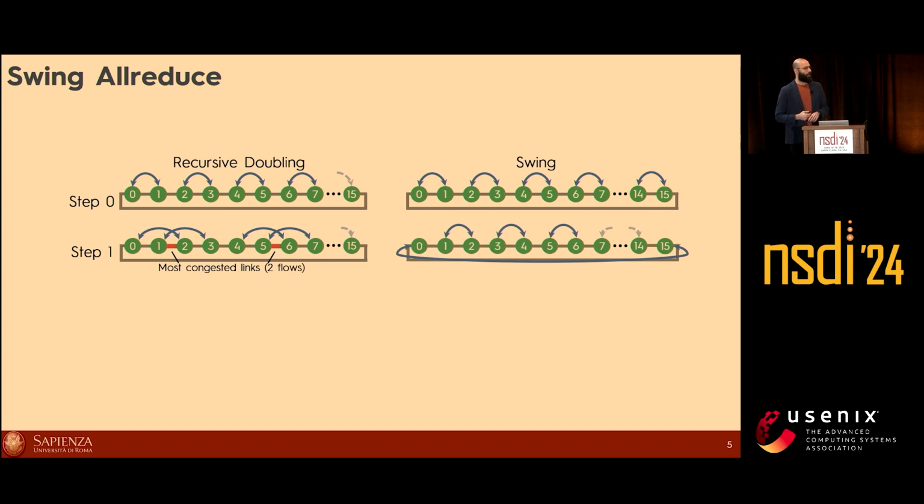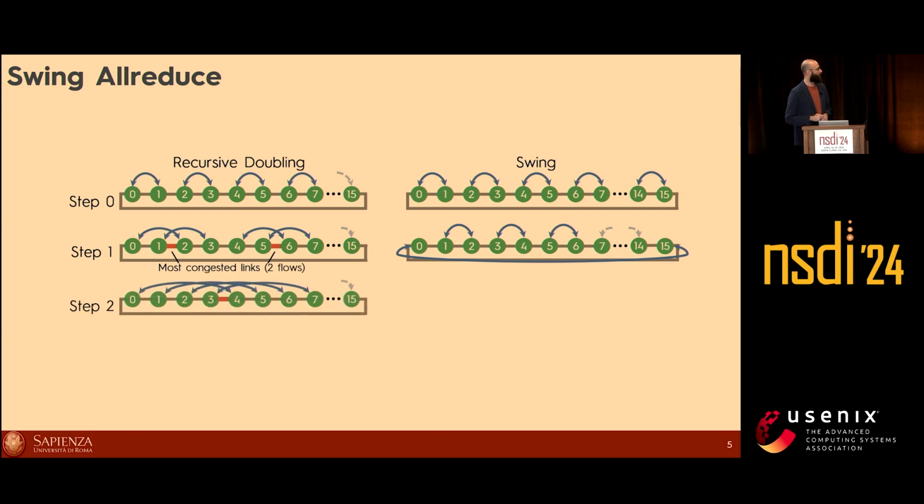OK. In Swing, we do something different. We communicate with the other node at distance 1. So in this step, we still don't have any congestion. Then in the next step, the distance is doubled in recursive doubling. So now you have one link which is shared by 4 flows. So each node now injects only at 1/4 of the injection bandwidth, which is bad.